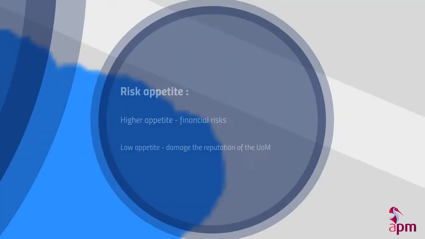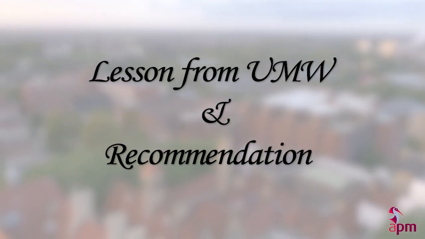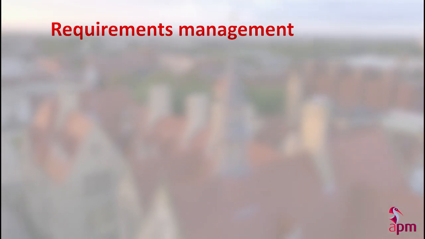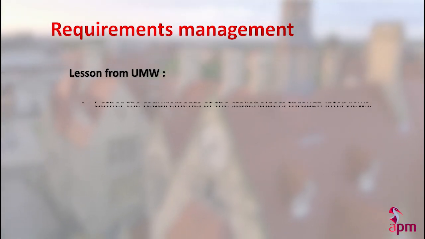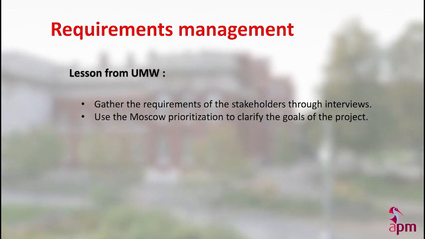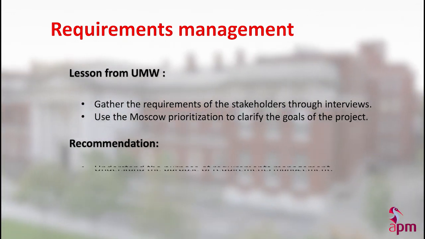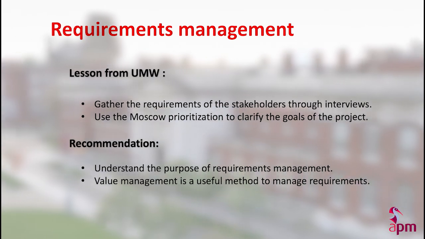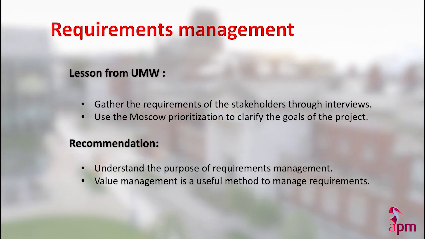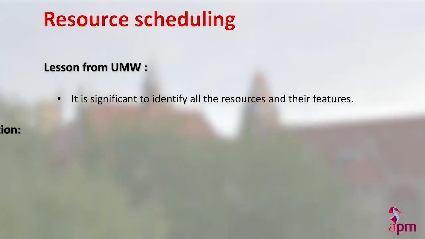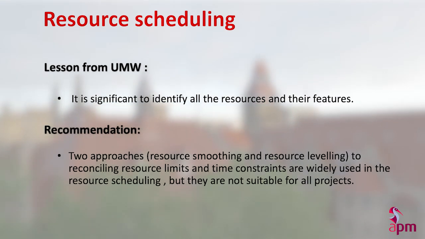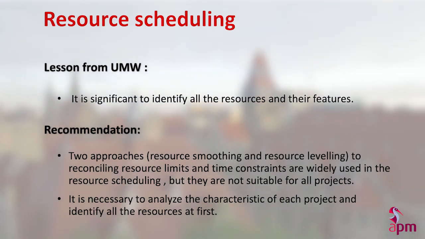Our analysis based on APM Bob brought some lessons learned and recommendations related to the 4 sections. Project managers must understand the general steps and purpose of requirement management, and value management is a useful method to manage requirements, so we should understand its meaning and master each step. 2 approaches to reconciling resource limits and time constraints are widely used in resource scheduling. It's essential to identify and analyze all the resources at first.